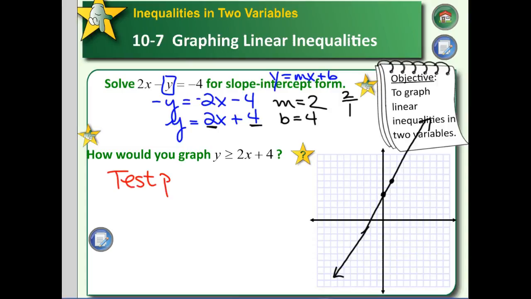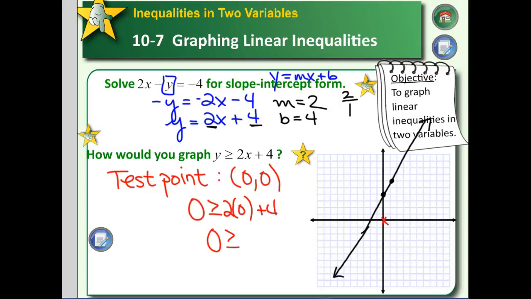Now, I'm going to pick a test point that gives me really easy math. And I pick the same test point every time. I pick 0, 0. Now I like to go over here and put x here. X marks the spot on my test point. Now what we're going to do is plug in 0 for x and 0 for y. So if you look here, we've got 0 for y is greater than or equal to 2 times 0 for x plus 4. So we've got 0 is greater than or equal to 4. Now, my question to you is, is that true or is that false? Well, we know that's a false statement.